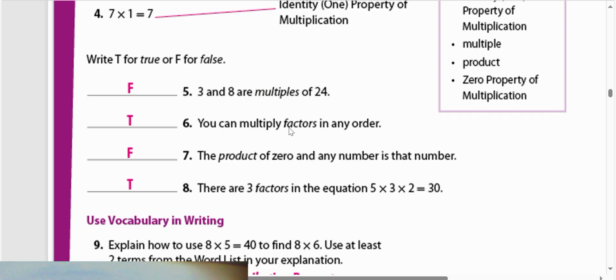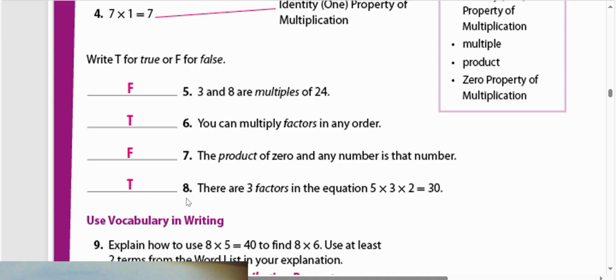Question number 6. You can multiply factors in any order. True. Like 6 times 3, we can write 3 times 6. We can use here the commutative property. Question 7. The product of 0 and a number is that number? No, false, because the product of 0 and a number is 0.